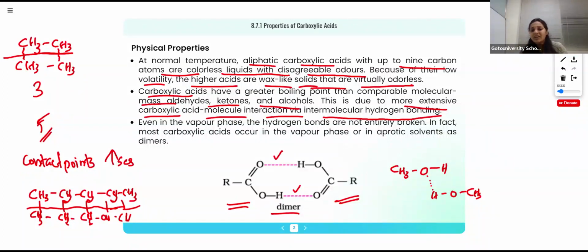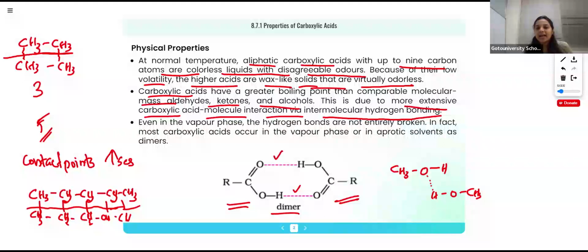So this is called extensive hydrogen bonding. Extensive intermolecular hydrogen bonding. This is not present in aldehydes or ketones or alcohols. This is only present in acids. So even the alcohols contain hydrogen bonding, but the carboxylic acid has a comparatively high boiling point because the hydrogen bonding present in carboxylic acid is more extensive. Like this one. Okay?